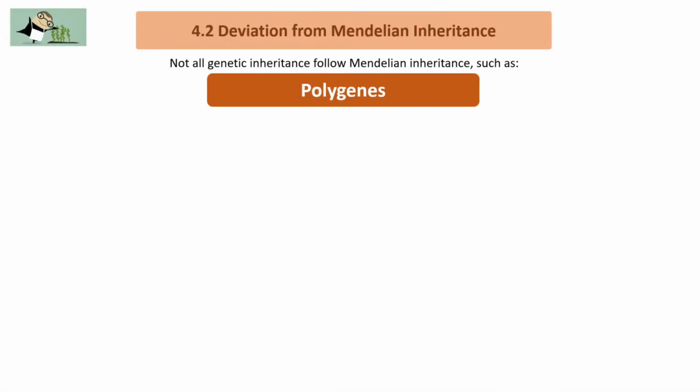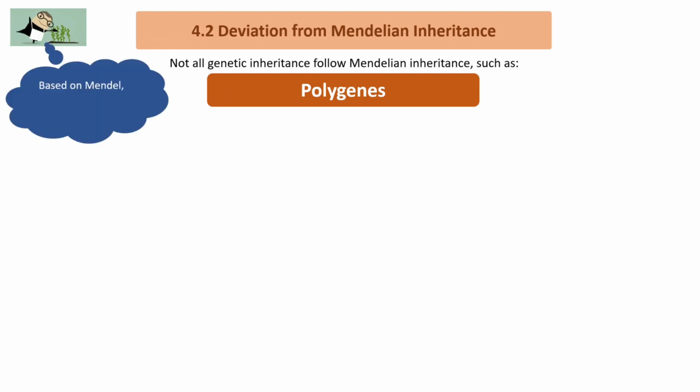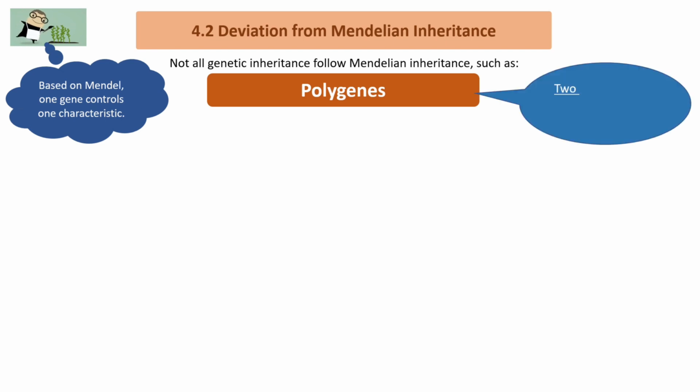Next, an inheritance that doesn't follow Mendel is polygenes. Based on Mendel, 1 gene controls 1 characteristic. But in polygenes, 2 or more genes control 1 characteristic, for example, human skin color and height.